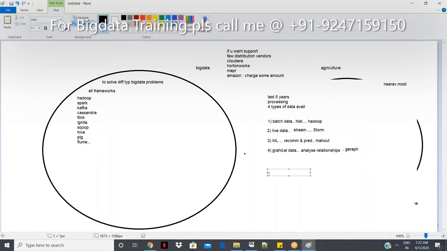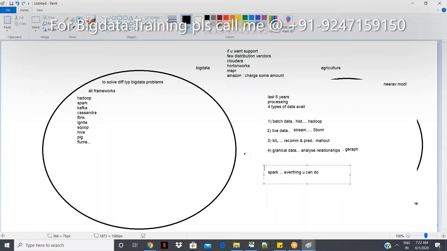So instead of learning Hadoop, Storm, Mahout, Graph, instead of learning four technologies, if you know Spark, you can do everything. What are you doing in Hadoop? What are you doing using Storm? What are you doing in Mahout? What are you doing in Giraph? Everything you can do within one umbrella, one platform, one framework. That's why you are using Spark. This is the main reason you are looking for Spark.